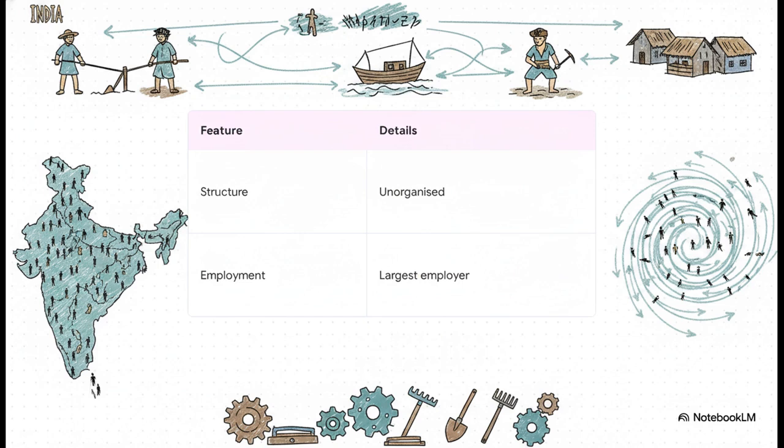So, the crucial point is, structurally, the primary sector is largely an unorganized sector that relies heavily on traditional techniques. But here is an incredible paradox. Actually, scratch that. It's more like a hidden superpower. Don't let the word traditional trick you into thinking it's small. In developing nations like India, for example, it continues to be the absolute largest employer. It's a massive, sprawling sector that millions rely on every single day.